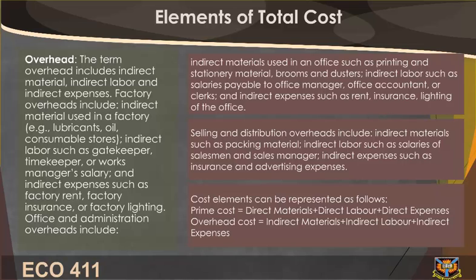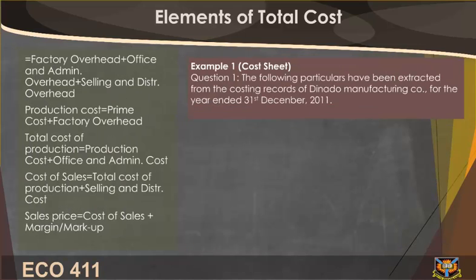Prime cost equals direct materials plus direct labor plus direct expenses. Overhead cost equals indirect materials plus indirect labor plus indirect expenses. Production cost equals prime cost plus factory overhead. Total cost of production equals production cost plus office and administration cost. Cost of sales equals total cost of production plus selling and distribution costs. Sales price equals cost of sales plus margin or markup.